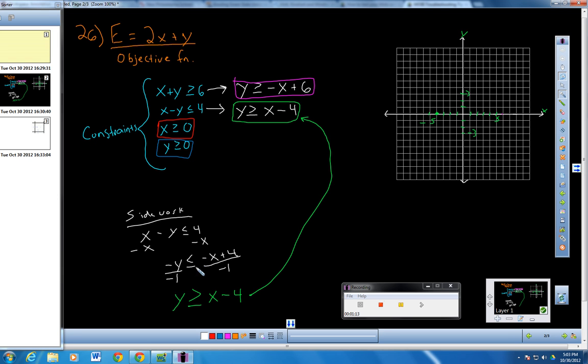Notice how I have not flipped the sign yet. After I divide by negative 1 on each side, I do have to flip the sign. When a negative comes along, you must flip it. Flip it good, right? After I flip it, I'm left with y is greater than or equal to x minus 4. I'm going to go ahead and graph that for you.